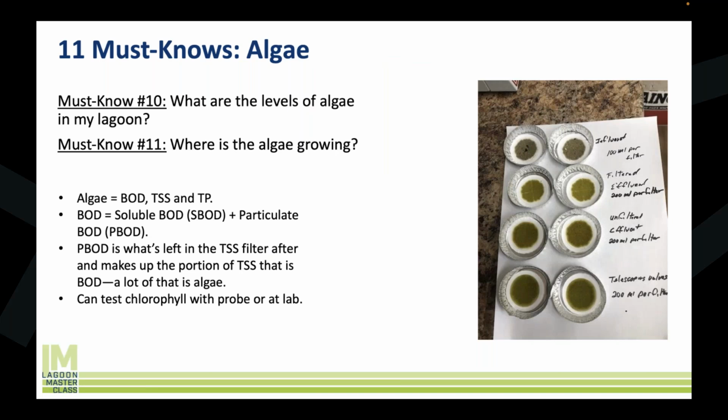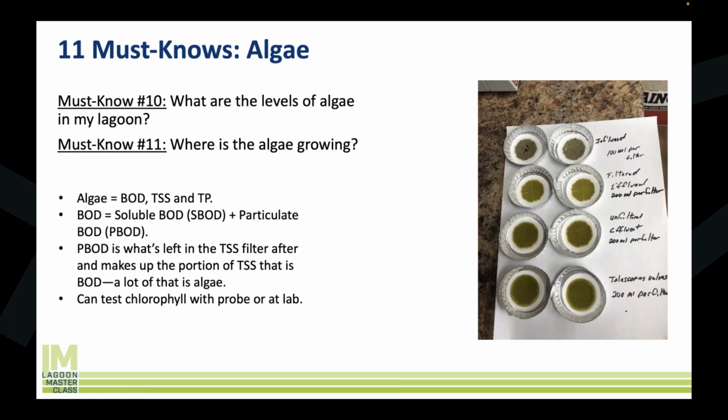So, the last two, and this is with algae. If sludge is one of the Achilles heels of algae on your left foot, algae is the other Achilles heel on your right foot, and they're related to each other, because sludge can cause algae to grow. It can provide fertilizer and nutrients for algae to grow over time. So first question, what are the levels of algae in my lagoon? And second question is, where is it growing?